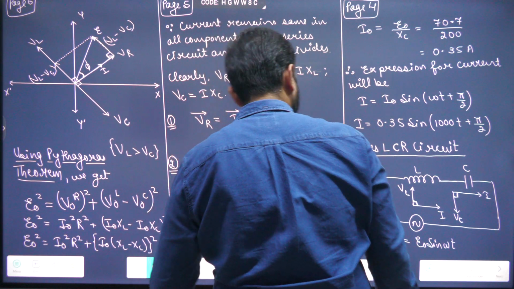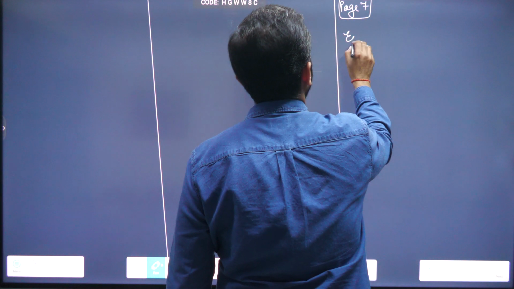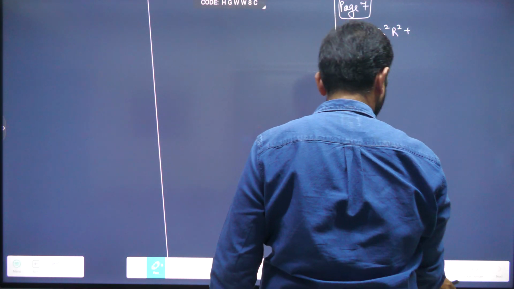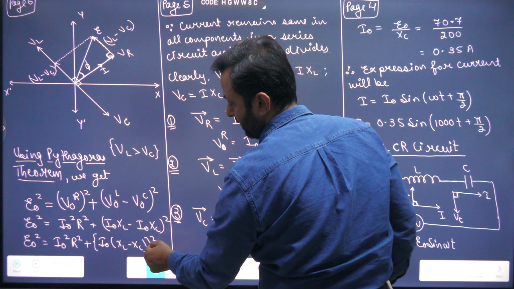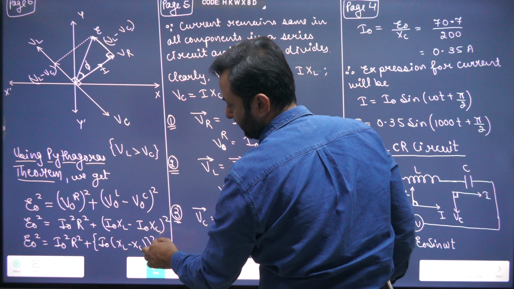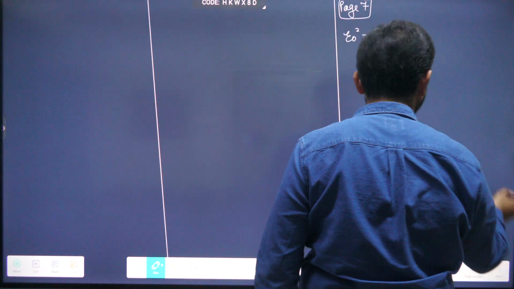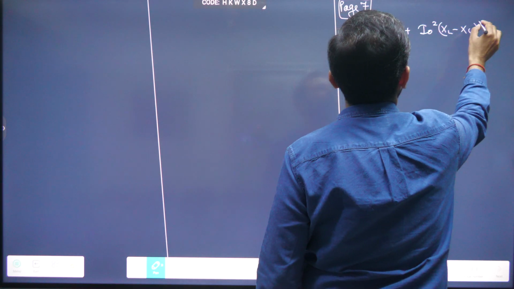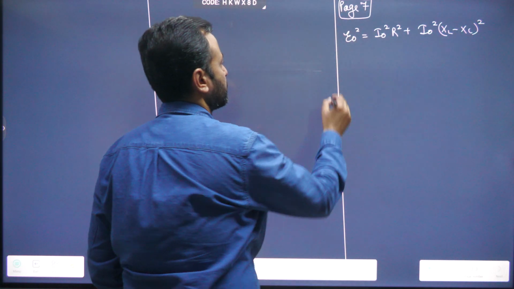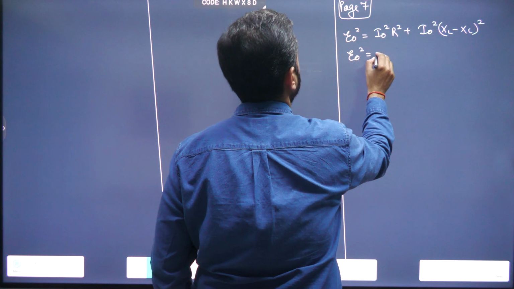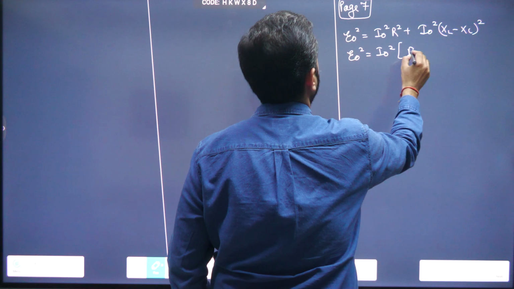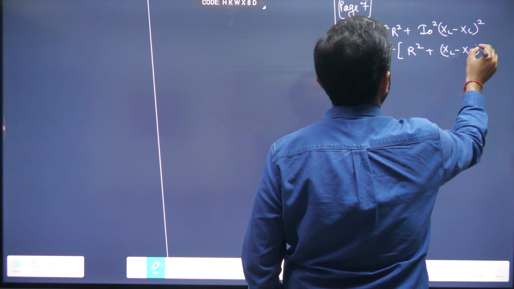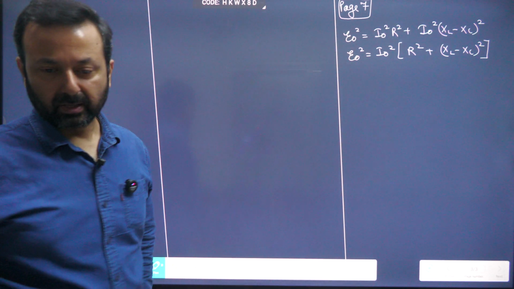So E naught square is equal to I naught square R square plus, if I take I naught common out of this bracket, I naught square into XL minus XC whole square. So E naught square is equal to I naught square into the bracket R square plus XL minus XC whole square.